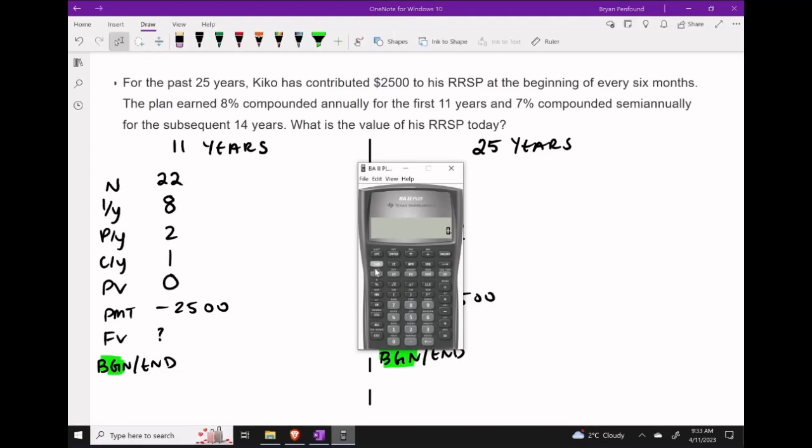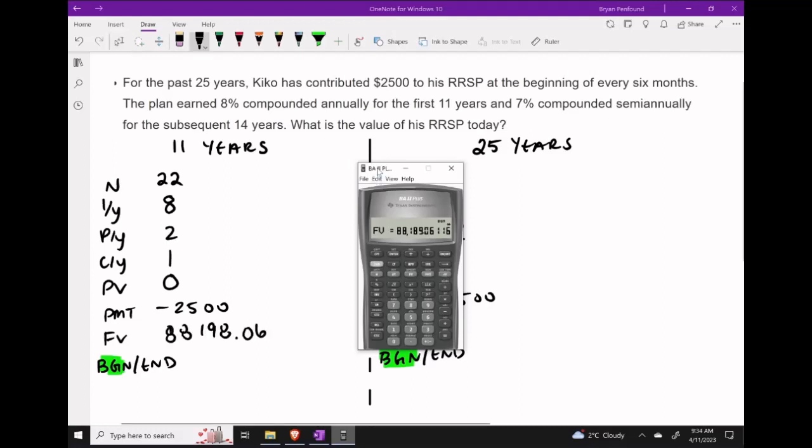So currently my calculator is in end mode. I'm just going to go second PMT, second SET, to get into begin mode and then quit out of that sub-menu. Now I can start programming in some of the parameters I need, so 22 for N, 8 for our interest rate. We do need to go into our sub-menu here. We're going to program in PY as 2 and CY as 1. Let's put 0 in for the principal amount. We'll put negative $2,500 in for our payment size, and then ask the calculator to compute the future value.